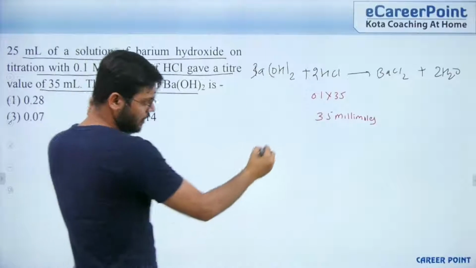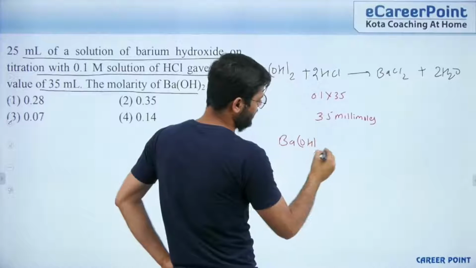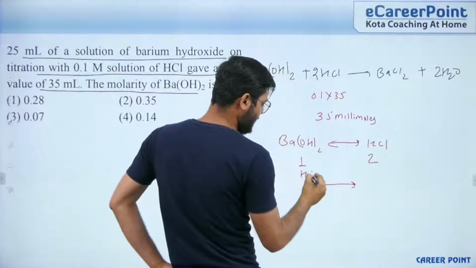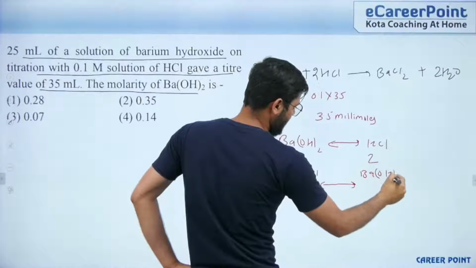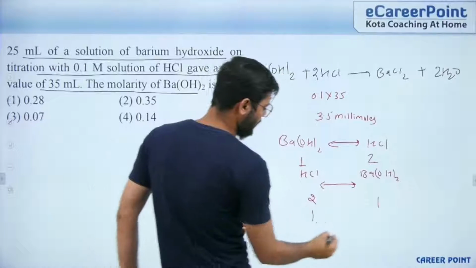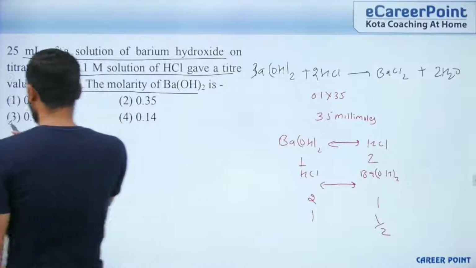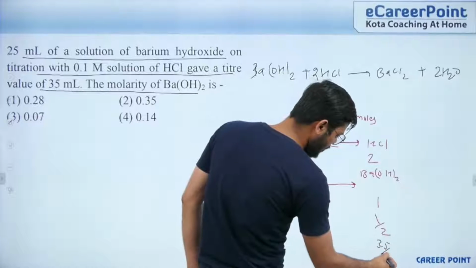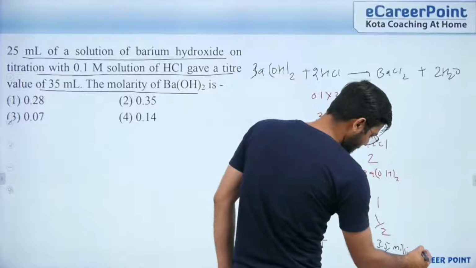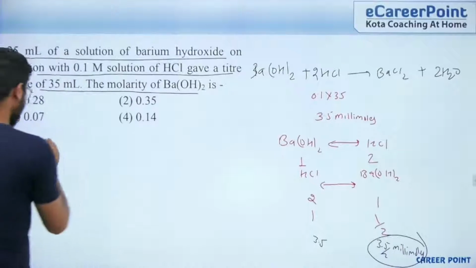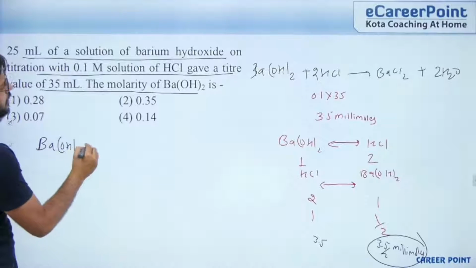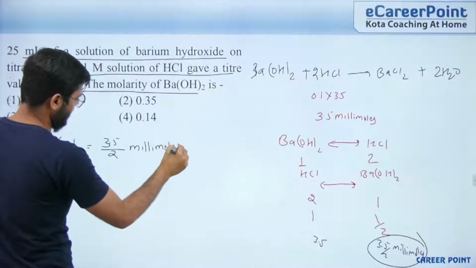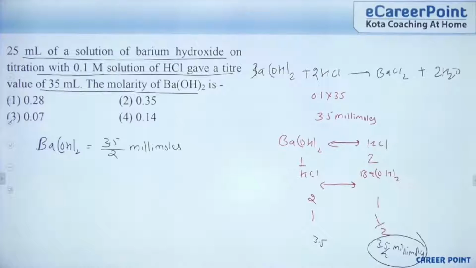Now what information do you have? You have barium hydroxide and HCl. 1 mole of barium hydroxide requires 2 moles of HCl. I can write it in reverse: 2 moles of HCl require 1 mole of barium hydroxide, so 1 will require 1 by 2. How much HCl do we have? We have 3.5 millimoles of HCl, so it will require 3.5 by 2 millimoles of barium hydroxide. So barium hydroxide actually required is 3.5 by 2 millimoles.